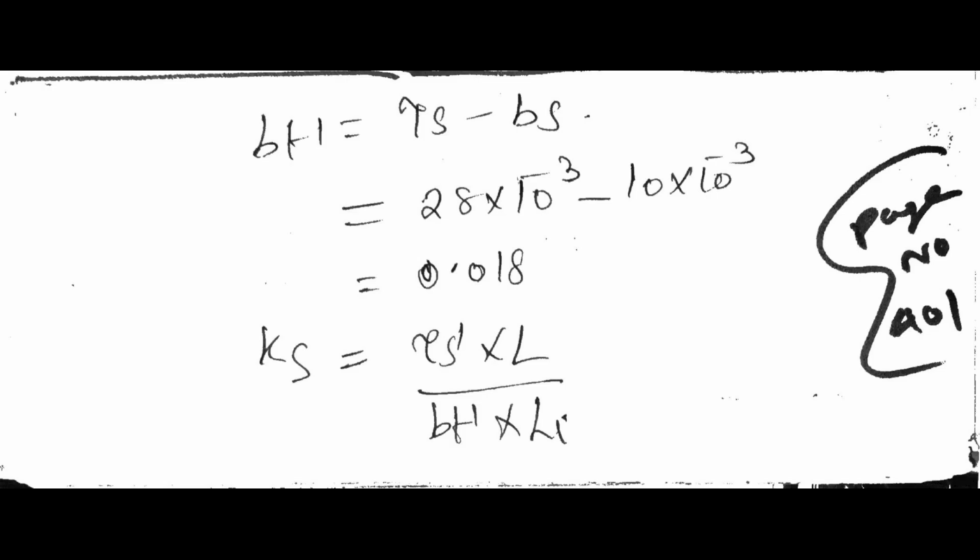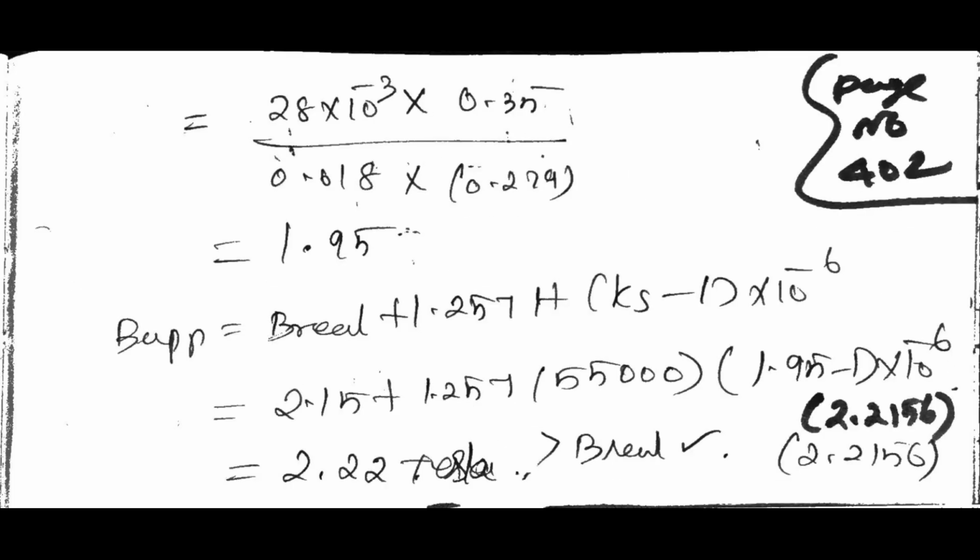Solution. Bt dash is equal to tau minus Bs. 28 into 10 power minus 3 minus 10 into 10 power minus 3 is 0.018. Ks formula is tau dash into L divided by Bt dash into Li. Putting in the required values, we have Ks value is 1.95.